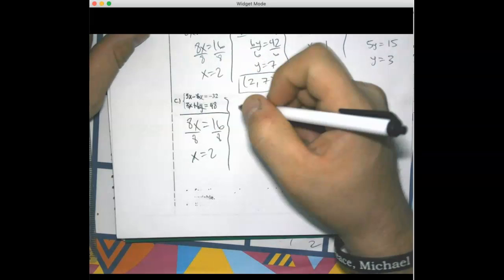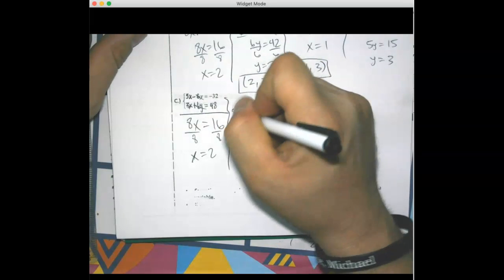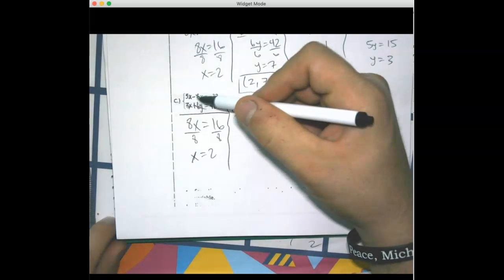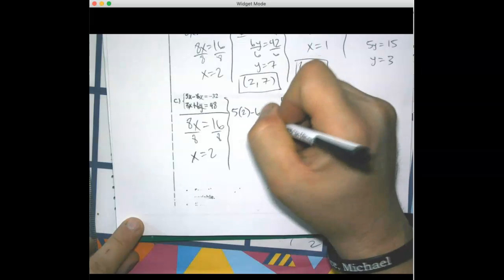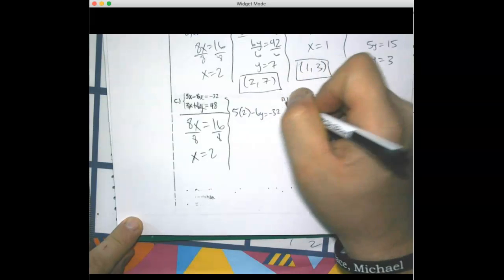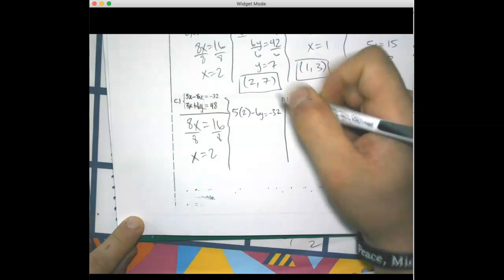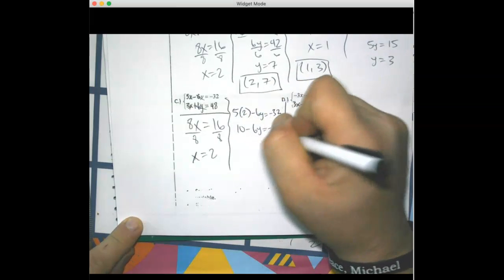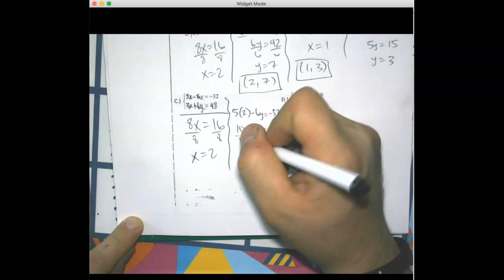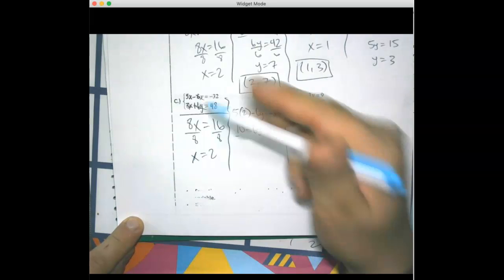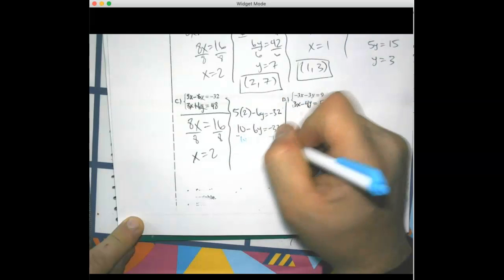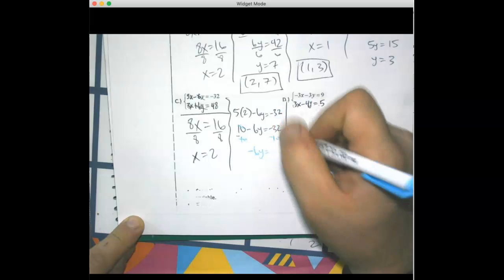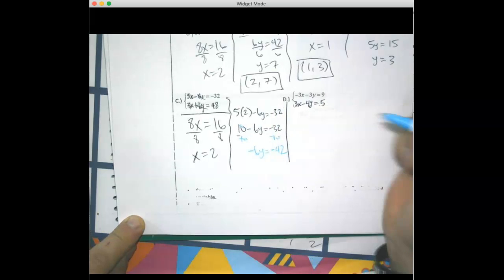So take the x equals 2, plug it into one of the original equations. So 5 times 2 minus 6y equals negative 32. Solve it. 5 times 2 is 10. Subtract 10 both sides. 10's gone. Bring down the negative 6y. Negative 32 minus 10 is negative 42.